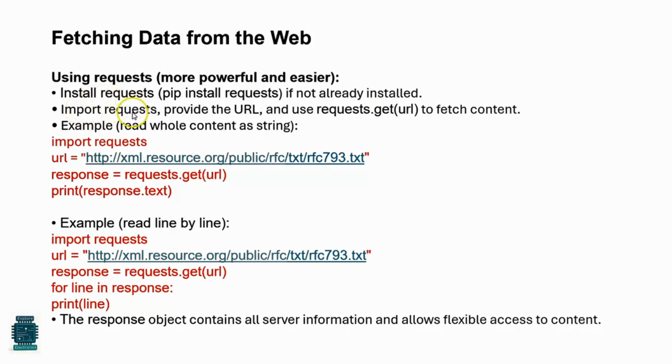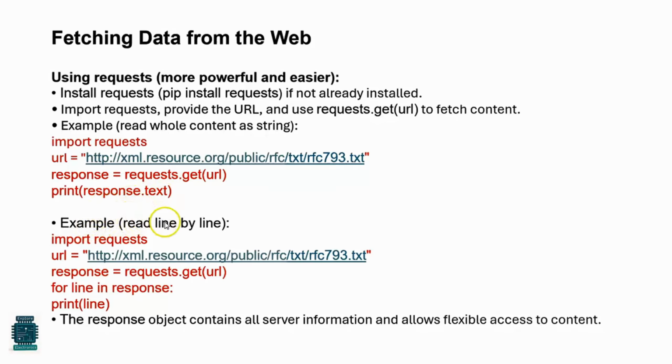After that, import requests, provide the URL, and use requests to get the URL and fetch the content. For example, read the whole content as a string. Import requests, url is equal to the specific URL of the content, and response is equal to requests.get(url), and print response.text. Whatever content you want to fetch, it will print in text format.